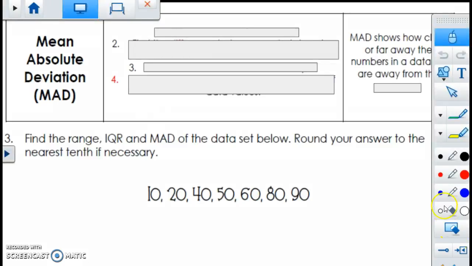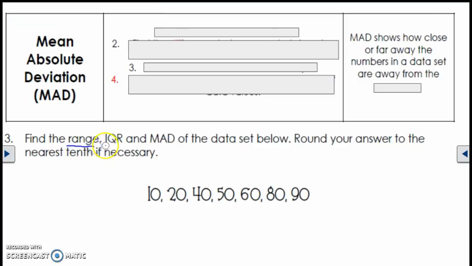So we're going to try a practice problem together right now. And it says find the range, the interquartile range, and the MAD of the data set below. Round your answer to the nearest tenth if necessary. This is a nice set of data because if you look at it, they're all round numbers, multiples of 10, and they're already listed in order for us.